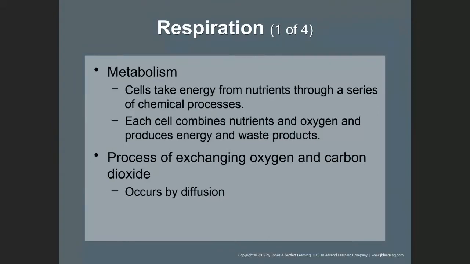Metabolism. Cells take energy from nutrients through a series of chemical processes. Each cell combines nutrients and oxygen and produces energy and waste products. The process of exchanging oxygen and carbon dioxide occurs via diffusion.